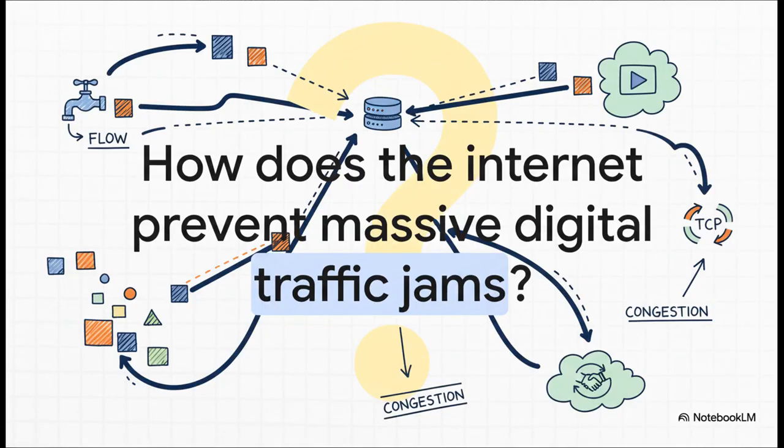I mean, seriously, think about it for a second. You're streaming a 4K movie, your roommate is gaming online, millions of other people are on video calls, all at the same time. How does the whole thing not just grind to a halt? Well, it's all because of some incredibly smart traffic management happening behind the scenes, and that's exactly what we're going to break down.